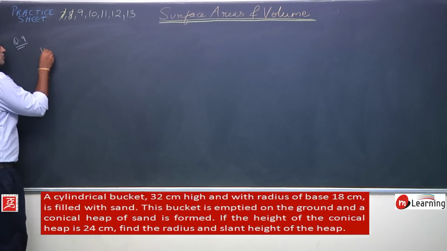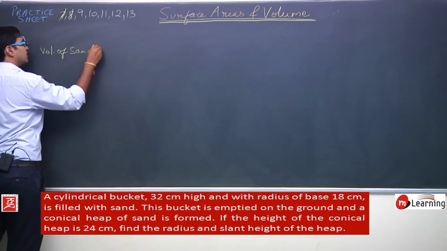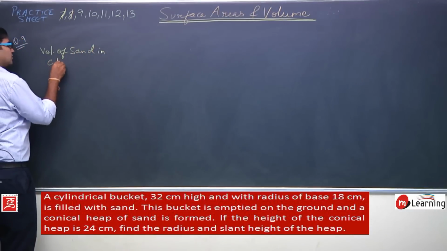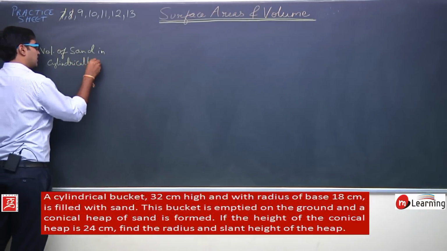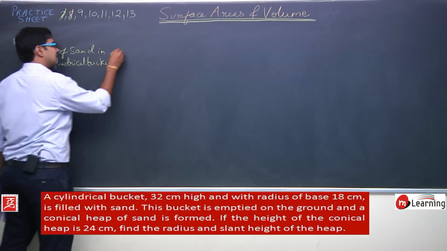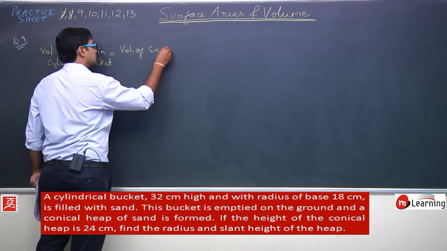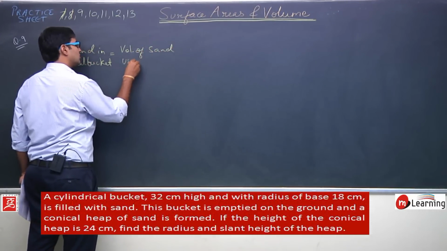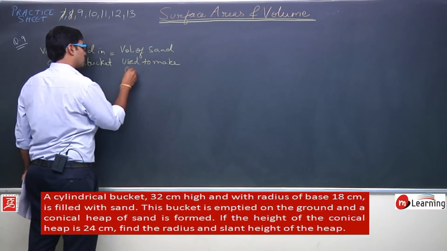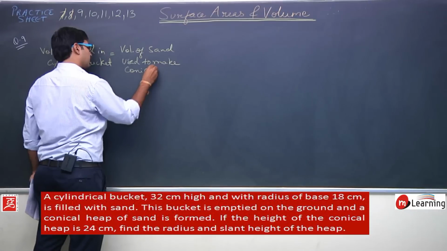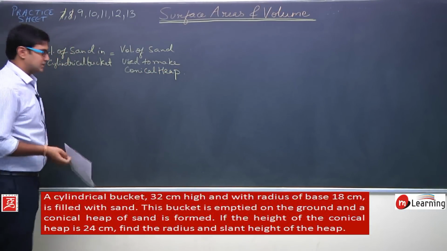that volume of sand in cylindrical bucket is equal to volume of sand used to make conical heap. Okay, the volume is same in both the cases.